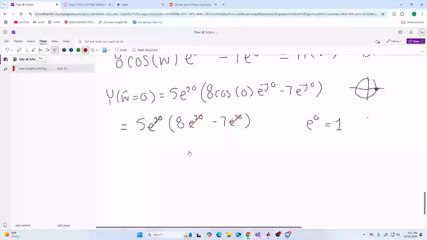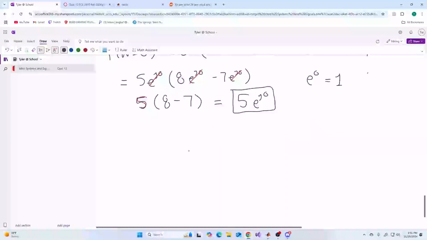Let's go back 1 second. Okay, so now I have 5. So I want black. There we go. 5 times 8 minus 7. Well, 8 minus 7 is just 1. So this equals 5. And remember, our phase was e to the j 0 because we have no phase. There's no e to the j something here. So I'm just going to box this really quickly. That's our first one. Now we need y at w hat equals pi divided by 2.